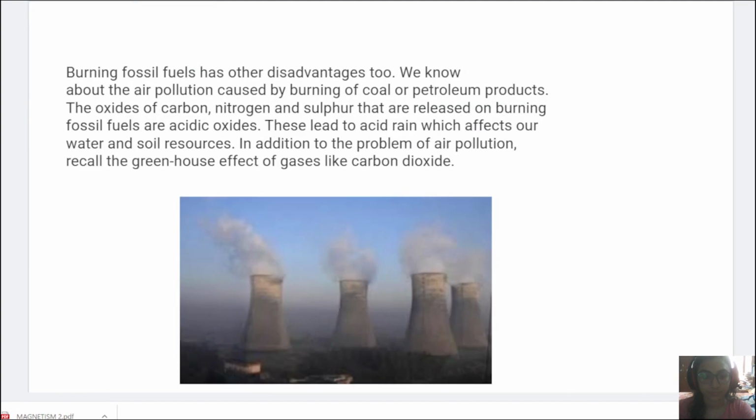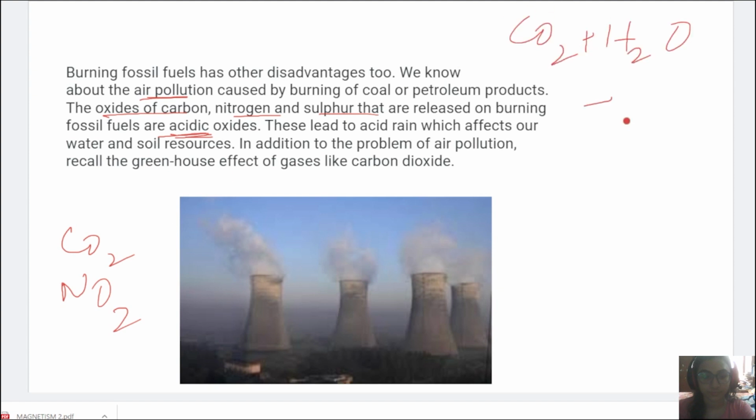So burning fossil fuels has other disadvantages too, other than it being limiting. We know that a huge amount of air pollution is caused, right, by the burning of coal and petroleum. Oxides of carbon, nitrogen, sulfur are released as they are acidic oxides, right? We know CO2, NO2, they're all acidic oxides. What are acidic oxides? They are oxides which, on reacting with water, produce acids. Weak acids, strong acids, that's different.